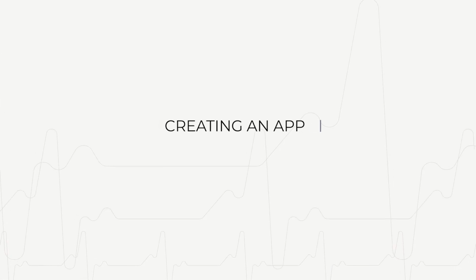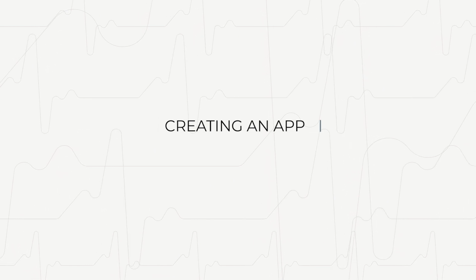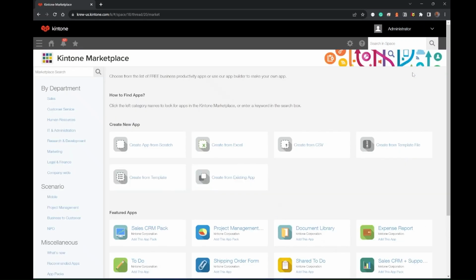Now that the plugin is installed, we can create a new Kintone app to test the krewDashboard plugin. Like in previous steps, you will need administrative permissions to create apps in your Kintone environment. In the Kintone portal, click on the ellipses button and click Create App to create a new app. In the subsequent screen, we're presented with a number of options. For the sake of this video, we're going to select Create from Excel.